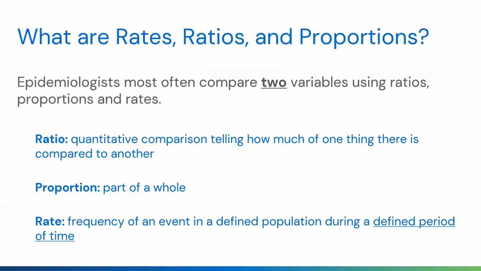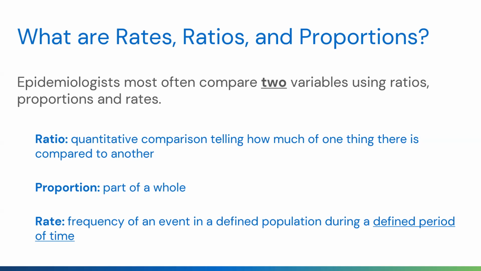So epidemiologists most often compare things. We'd like to compare usually two things, and we use ratios, proportions, and rates to make these comparisons. And we sometimes make mistakes actually in using these different types of measurements. So I want to clarify and define each of these. So first of all, a ratio. This is a quantitative comparison telling how much of one thing there is compared to another.